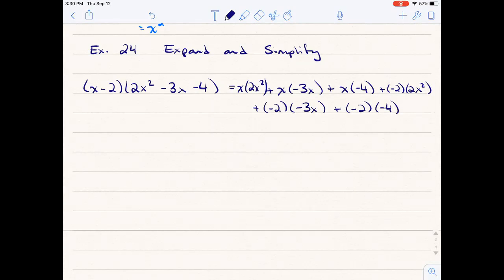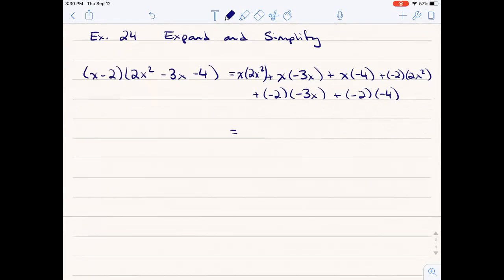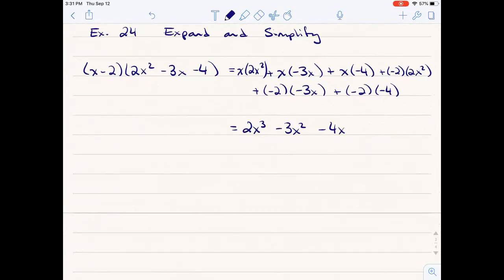Nasty. Right? But now we get to clean this up a little bit, right? And so we get 2x to the power of 3 minus 3x squared minus 4x squared plus 6x plus 8. I better check my pre-made answers here. Don't want to mess up a negative or something like that. That'd be silly.